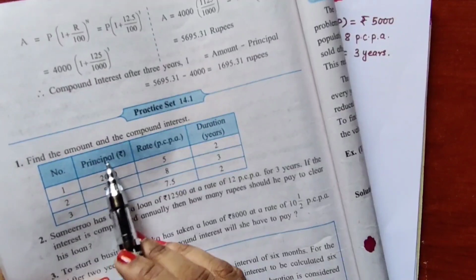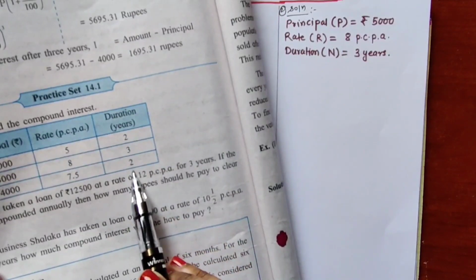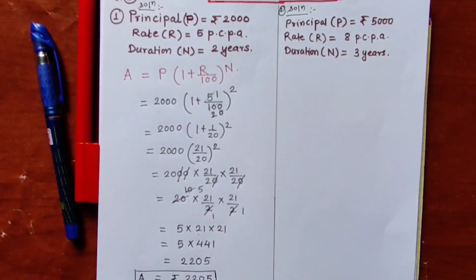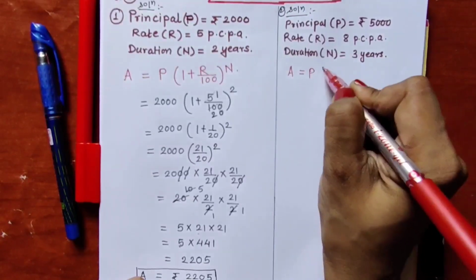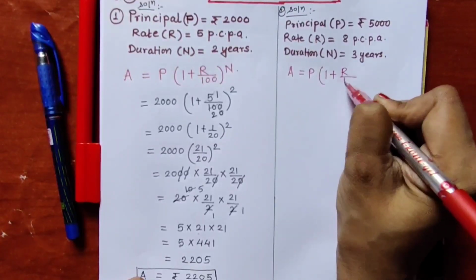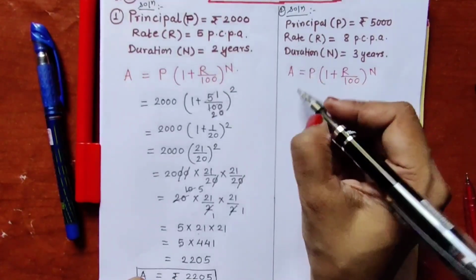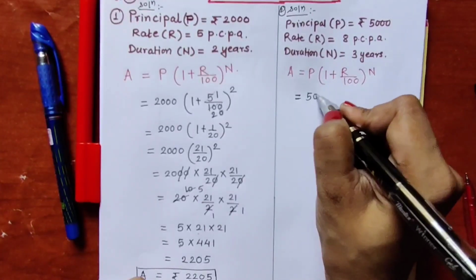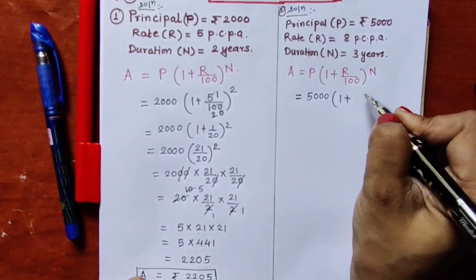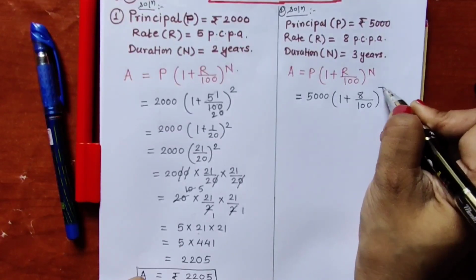I have written the values. Principal is 5,000 rupees. Rate is 8 percent per annum and number of years is 3 years. So let us once again start our solution with writing the values, and then we will write the formula. A is equal to P into bracket 1 plus R upon 100 raised to N. Now we will put the values. A value we don't have, so is equal to sign. P is 5,000, 1 as it is, R is 8 upon 100 raised to N, which means 3 years.